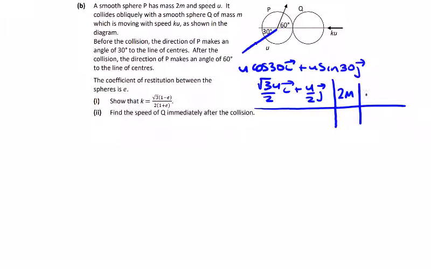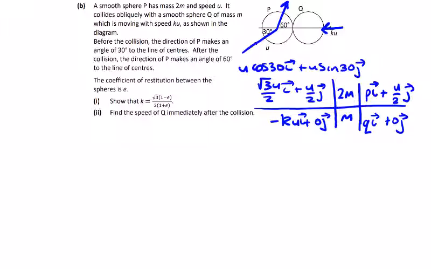and afterwards it's going to move with speed p i, no change in the j, u over 2 in the j, and then afterwards it's moving at an angle of 60 degrees. We'll come back to that one in a minute. So the second sphere has a mass of m and is moving with speed ku in the minus i direction, so minus ku i plus 0j, and we'll call this one q i.